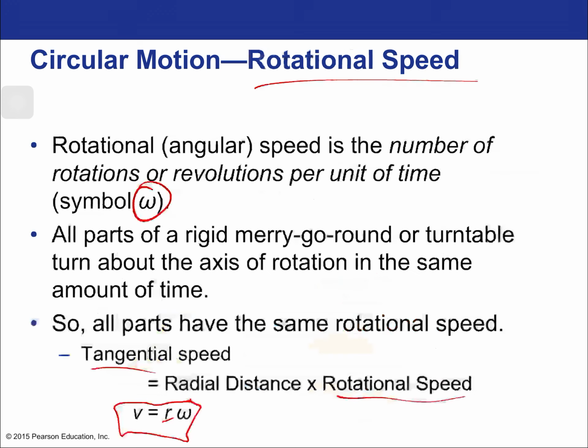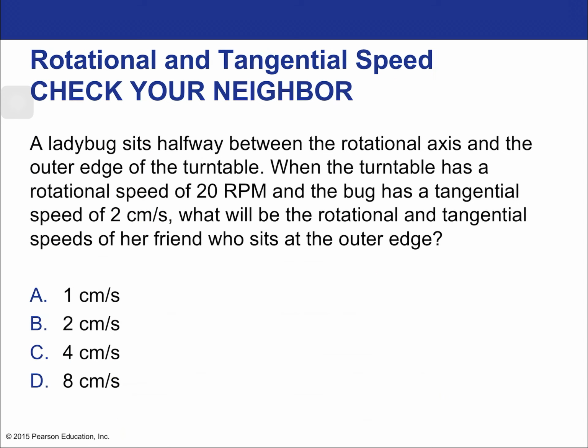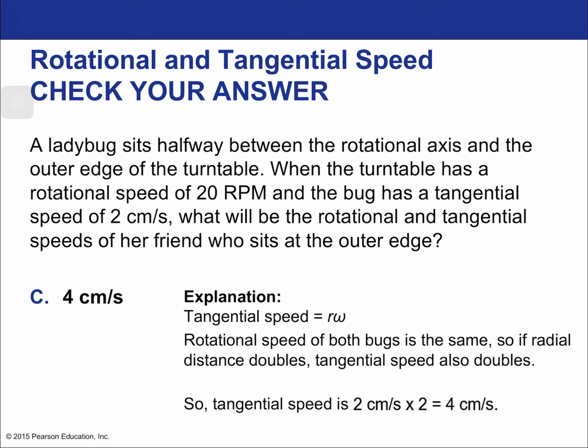So again, tangential speed is radius times angular speed. A ladybug sits halfway between the rotational axis and the outer edge of the turntable. When the turntable has a rotational speed of 20 RPM and the bug has a tangential speed of 2 centimeters per second, what will be the rotational and tangential speed of her friend, who sits at the outer edge? Well, what is it going to be for tangential speed if she's on the outer edge? Twice as fast, because the radius is twice as big, but the angular speed is unchanged.